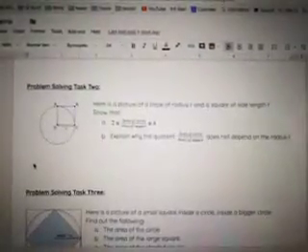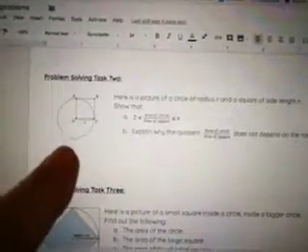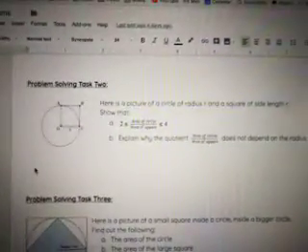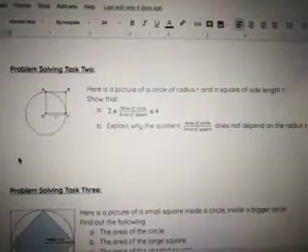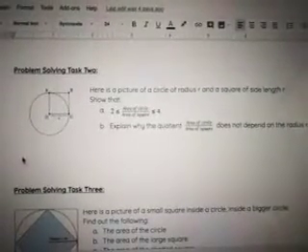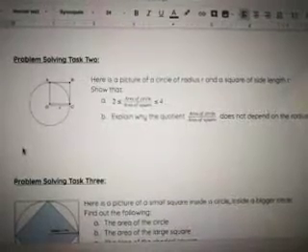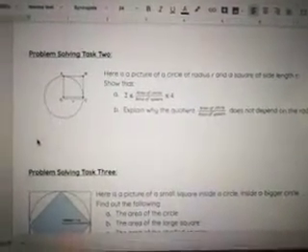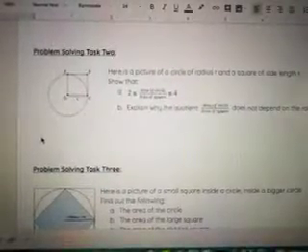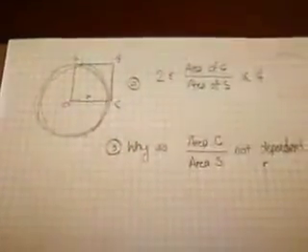Okay, this is question number 2, which is this one. Here's a picture of a circle of radius r and a square of side length r. Show that the area of the circle divided by the area of the square is greater than or equal to 2 and less than or equal to 4. Okay, so we've got that particular problem.